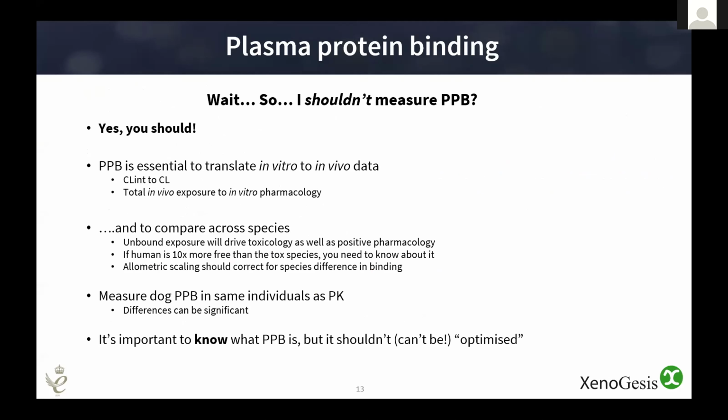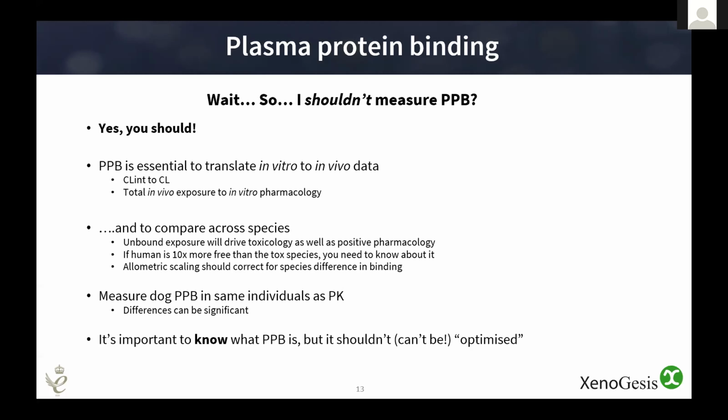So again, people might then say, okay, well, if that's the case, why on earth should I bother measuring protein binding? Well, you absolutely should, because you need that to translate in vitro to in vivo data for a start, to do that IVE. And very importantly, you need it to compare across species. And this is about toxicology now. So it's extremely important to understand if you have a higher free fraction in human, for example, versus the animal species. For example, if it's 10 times more free in human versus the tox, you need to know about it. You've lost the margin there, a safety margin.